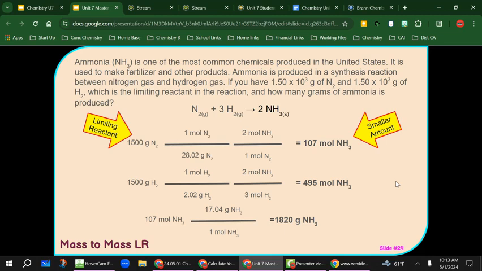Why? You're getting 2 of these for every 1 of these. Here, you're getting 2 of these for every 3 of these. That ratio makes a big difference in how much product is created. Don't stop after the ratio step. Okay? Questions?